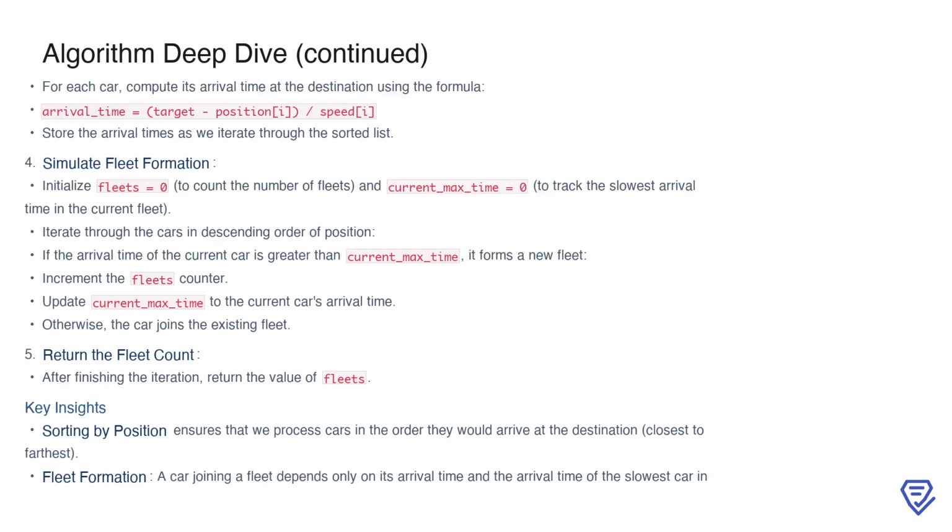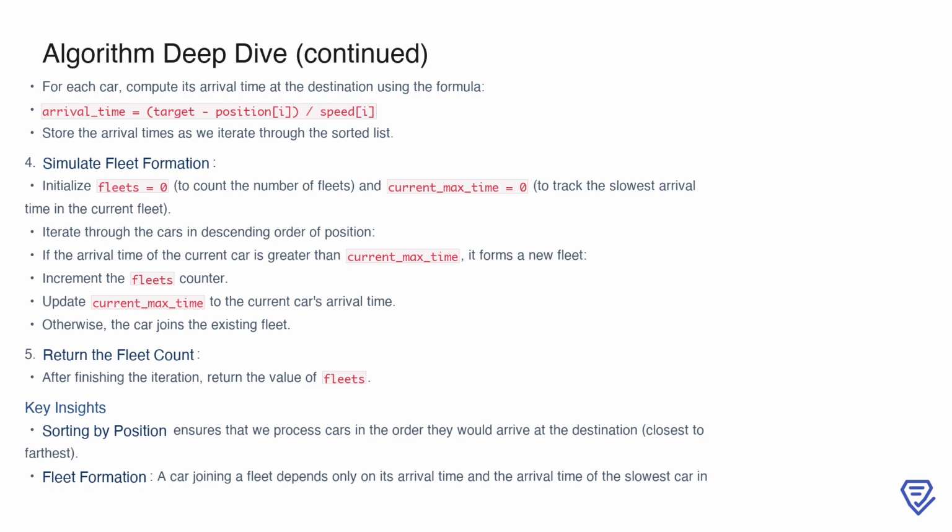Once the cars are sorted, we calculate the time it takes for each car to reach the destination. For any car starting at a given position, this arrival time is computed using the formula (target - position_i) / speed_i. This tells us how long it will take each car to cover the remaining distance to the target. As we iterate through the sorted list, we store these arrival times.